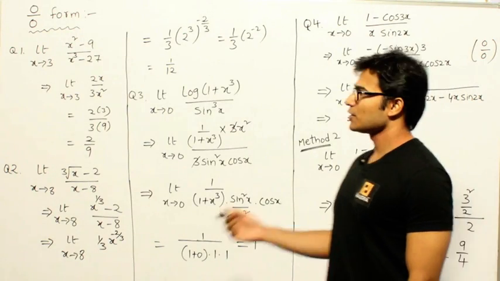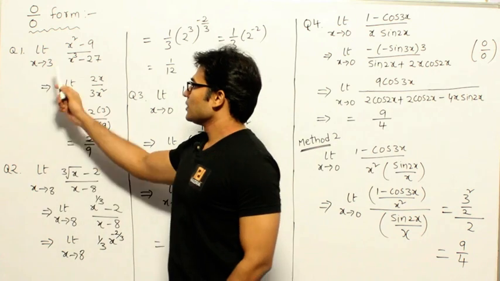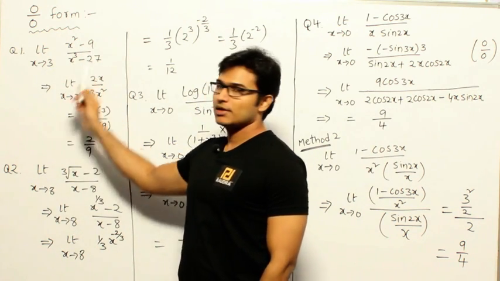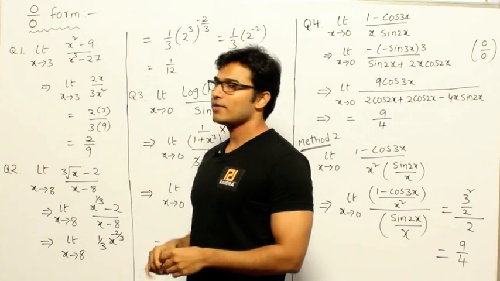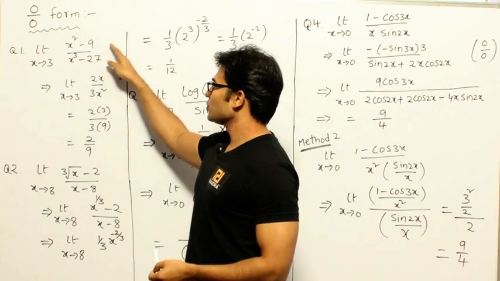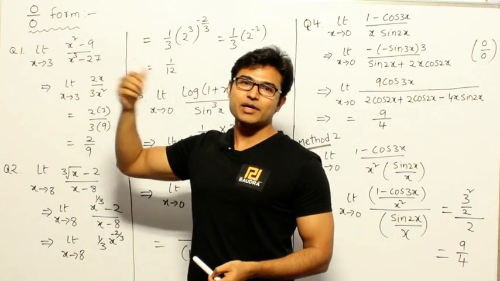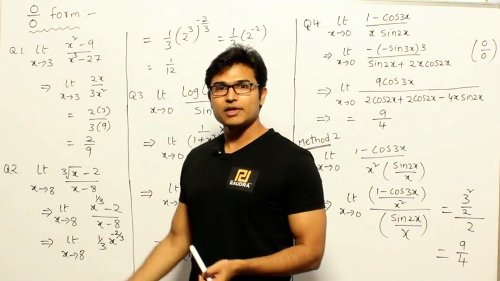Now let's see some examples on how to solve the questions when they are in the form of 0 by 0. Example number 1. Limit x tends to 3, x square minus 9 by x cube minus 27. Now if you try to directly substitute the value of 3 there, you are going to get 0 by 0. So whenever you have such form, it is always better that you apply L'Hospital rules if it is applicable. In this case, it is applicable, we can apply it.